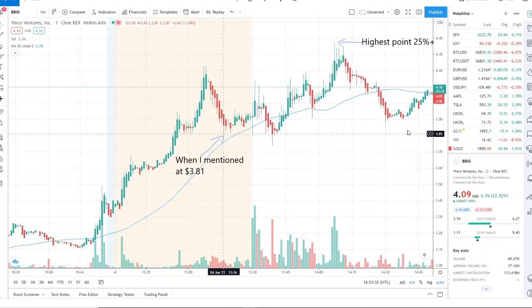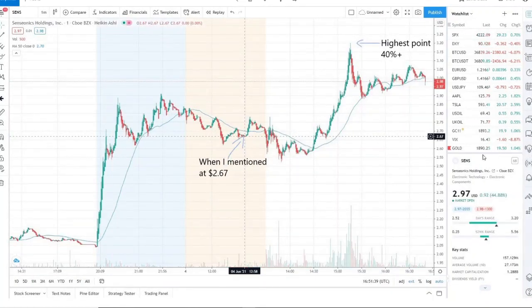I look for 5 to 10% on a regular day, 10 to 20% on a great day, and 20% plus is a home run. This was another home run. We caught SENS at 267 when I mentioned it in the morning. Had jumped up a little bit, pulled back down, hit lows close to the 250, 253 range, and it took off after that in just a few minutes, and leading into the next hour, a highest point of 40% plus. This was phenomenal.